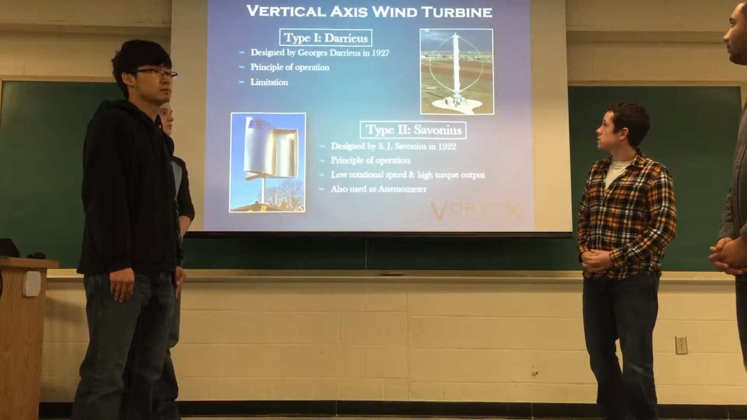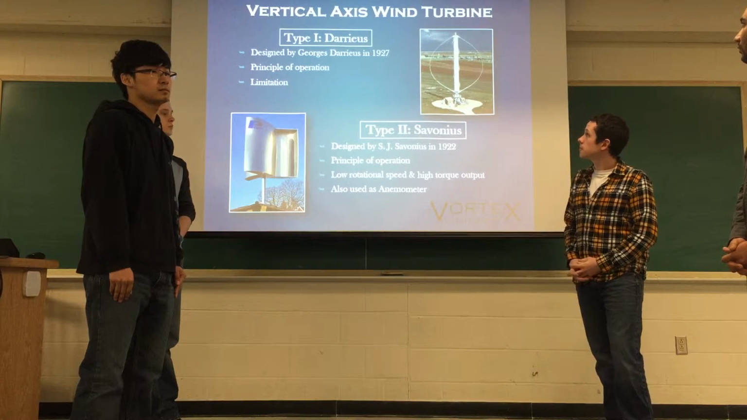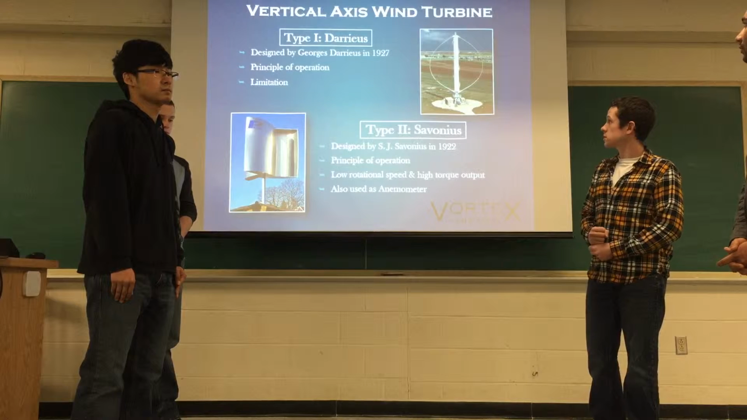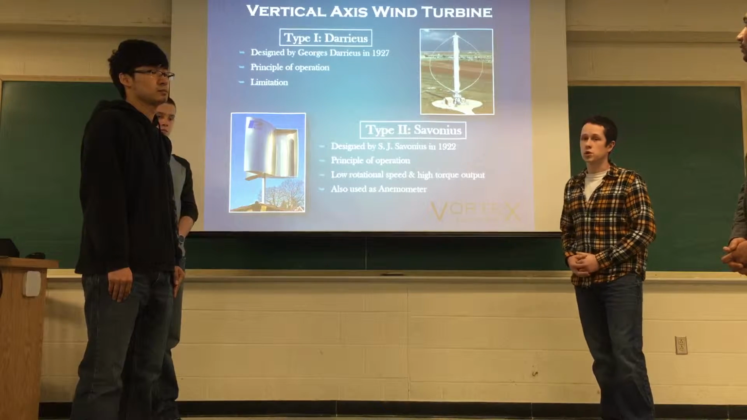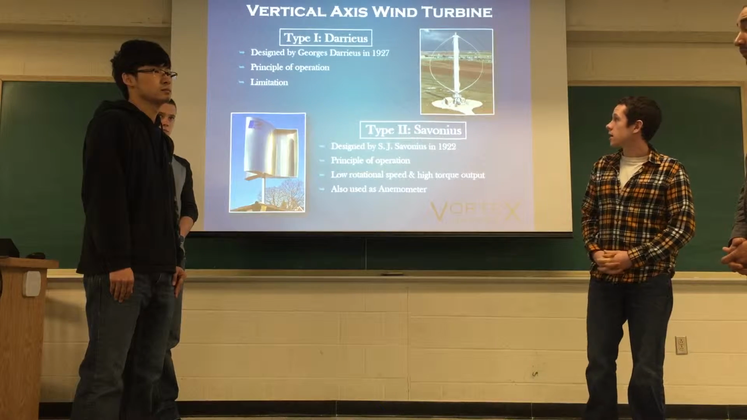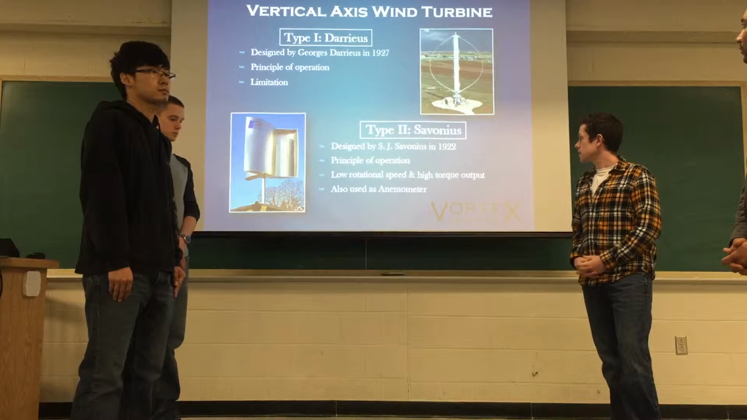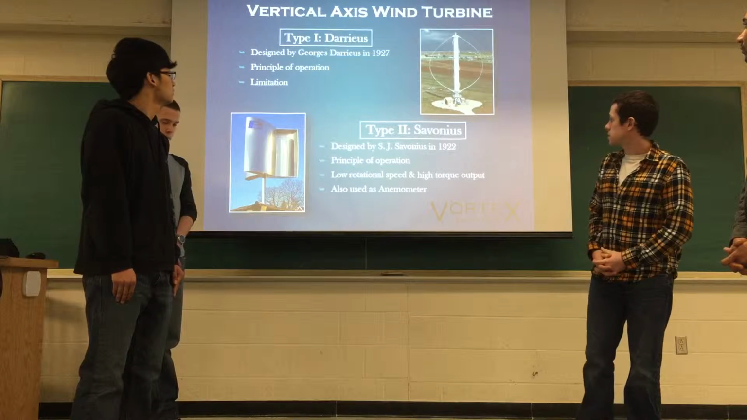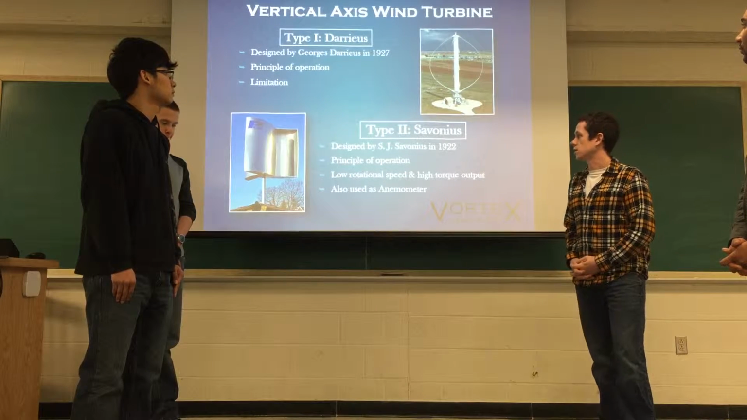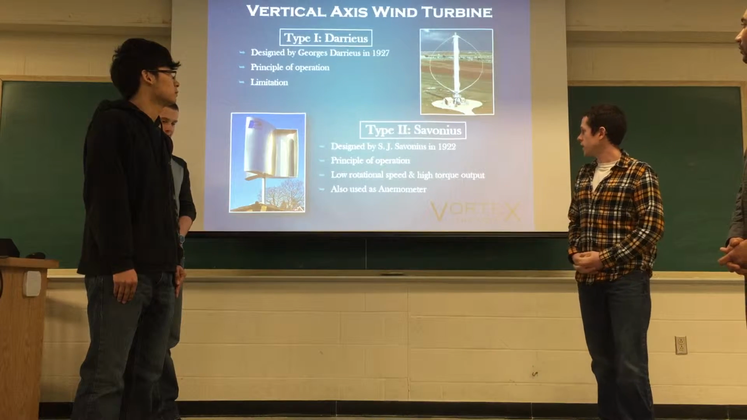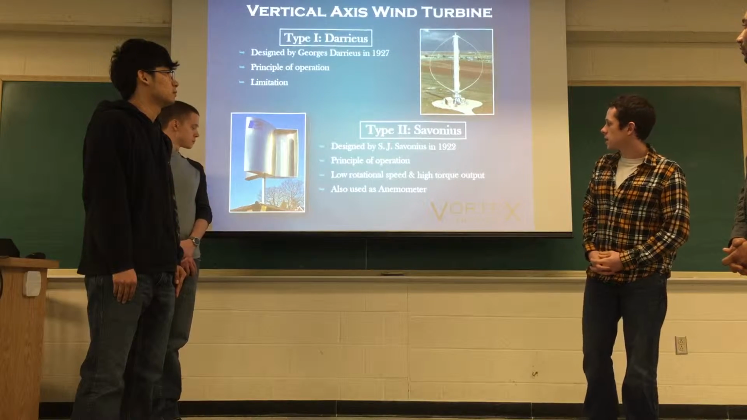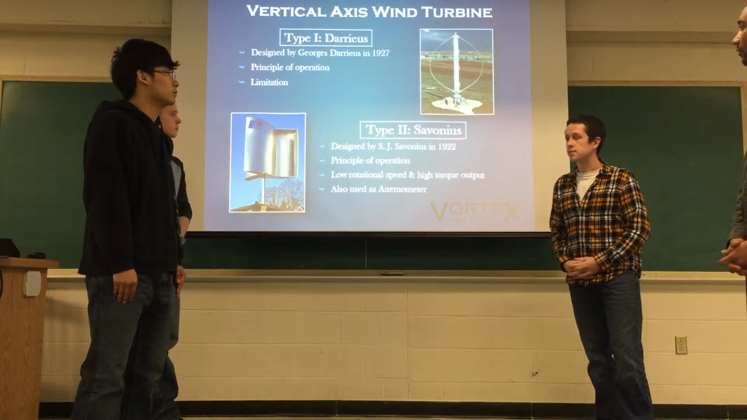So here are some types of single turbines. These are different vertical axis wind turbines. The first one is a Darrieus, which was designed by Georges Darrieus in 1927. Its principle of operation is lift, and it is very limited. The second type is the Savonius, designed by S.J. Savonius in 1922. It has a low rotational speed and high torque output.